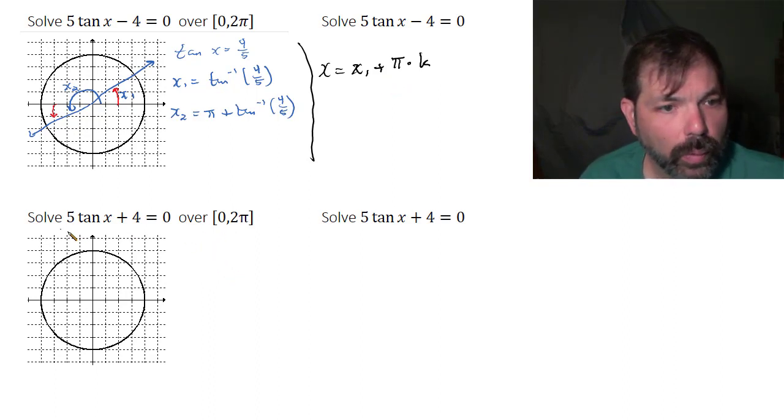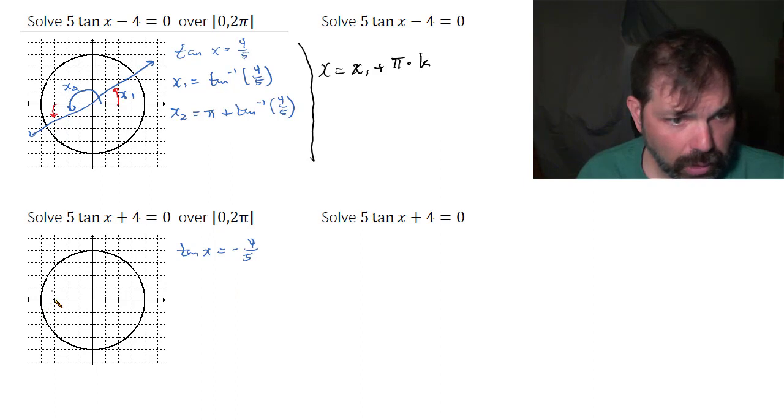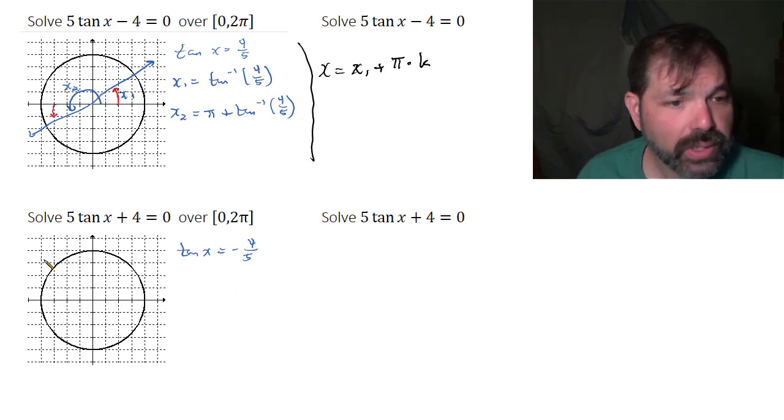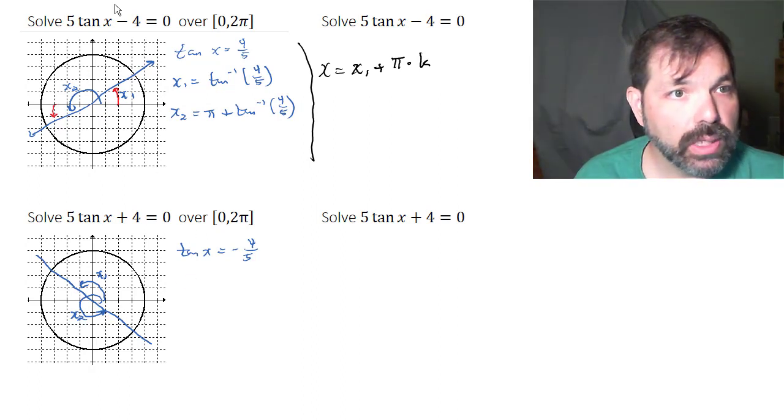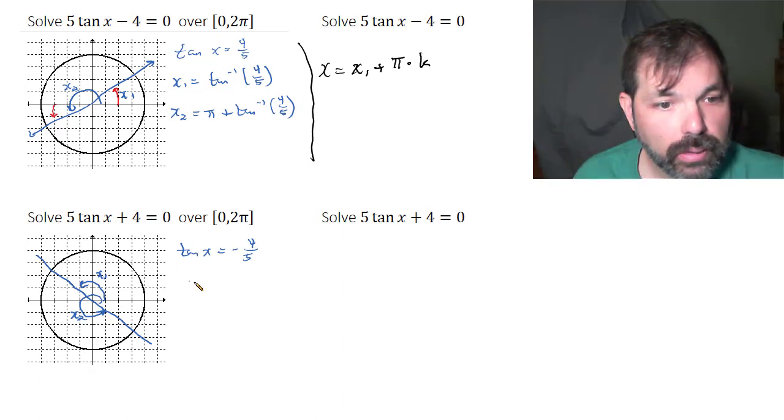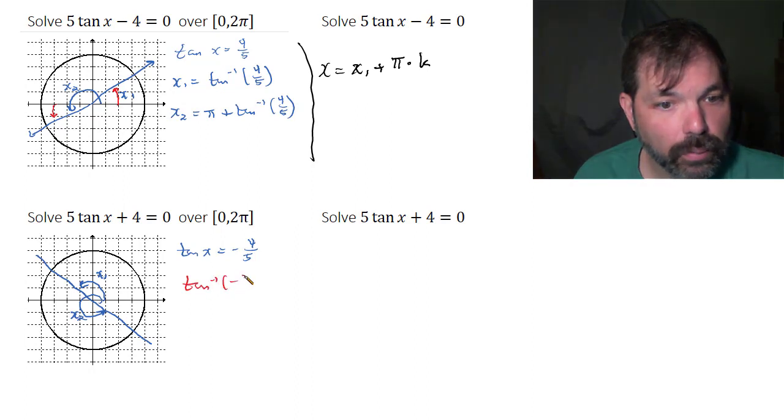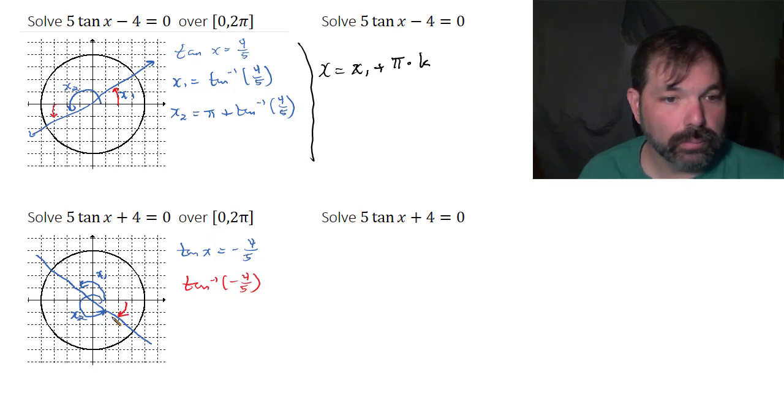Now, this other example where I have 5 tangent x plus 4 equals 0, that's equivalent to writing that the tangent of x is negative 4/5. And so then if we were to draw, where's the tangent negative? In quadrant 2 and in quadrant 4. So here's x1, and here's x2. Now the problem, though, is that if I use the inverse function, the tangent inverse of negative 4/5, if you remember how that tangent inverse works, it's actually a negatively measured angle.